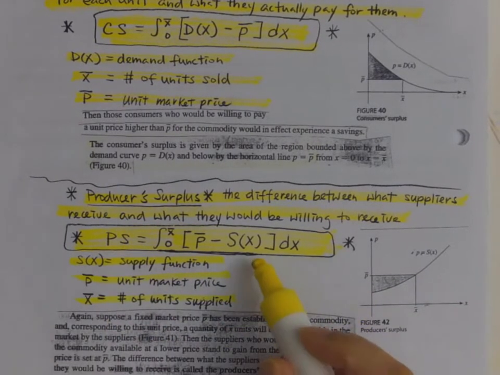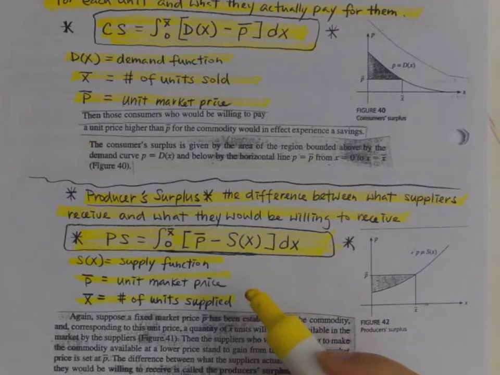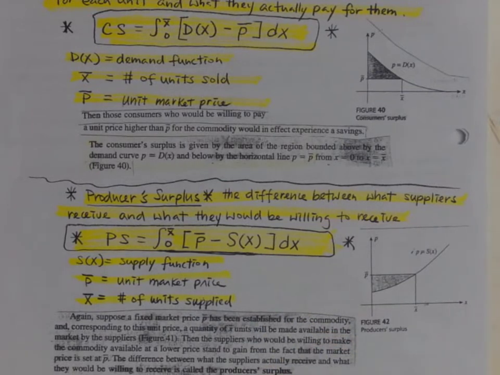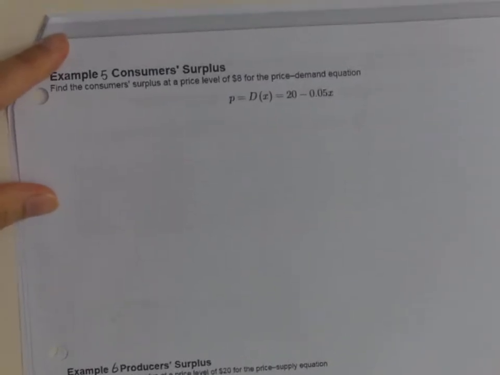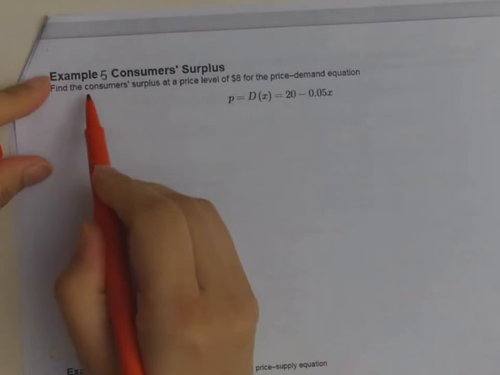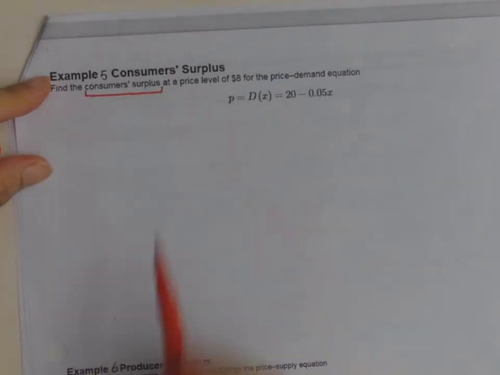So S of X is your supply function, P is the price, X is how many units. So let's do some examples together. On the next page, we have an example for each one of them. So the first one says find the consumer surplus. This is telling you to use those formulas, and you don't have to remember the formulas because they will be provided for you.